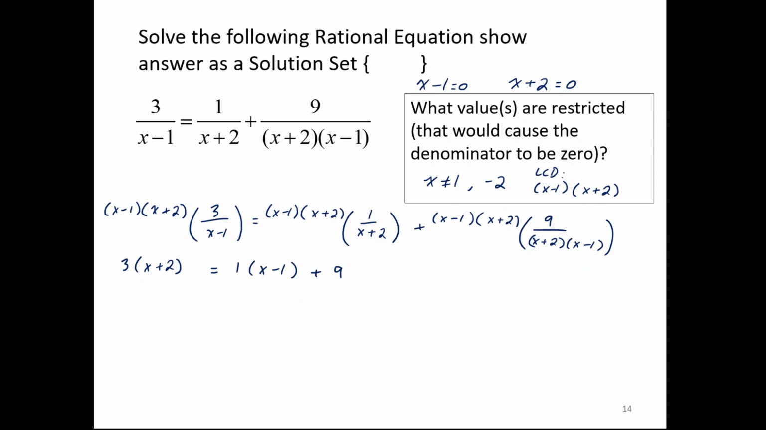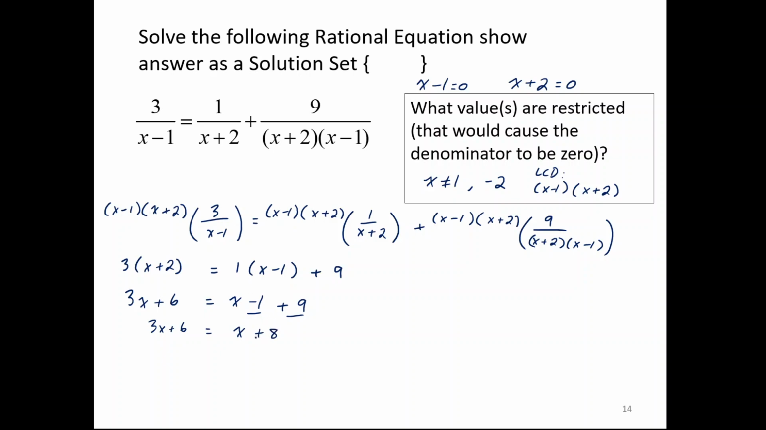Now if we distribute the 3 on the left-hand side, that will give us 3x plus 6 equals, if we distribute the 1 on the right-hand side, just x minus 1 plus 9. 3x plus 6 equals x minus 1 plus 9. We can combine the like terms, negative 1 and positive 9, so that our equation becomes 3x plus 6 equals x plus 8.